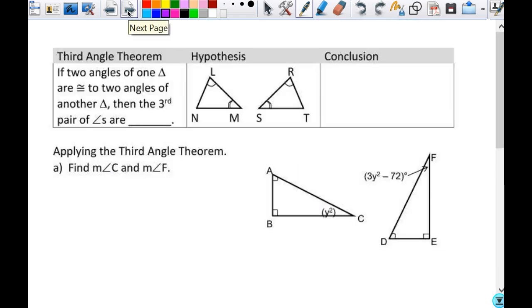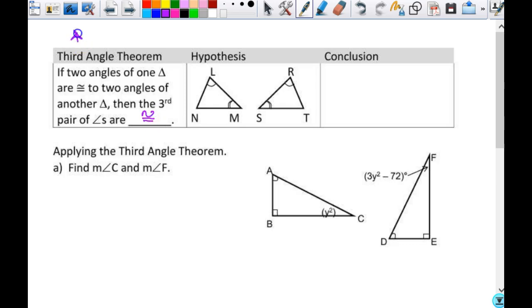All right, third angle theorem. If two angles of one triangle are congruent to two angles of another triangle, then the third pair of angles, what do you think has to be true about them? What would make sense? If these two angles here are congruent to these two angles, what would have to be true about the third set? They'd have to be congruent too, right? Because don't both of them have to add up to be 180? So there you go. Congruent.